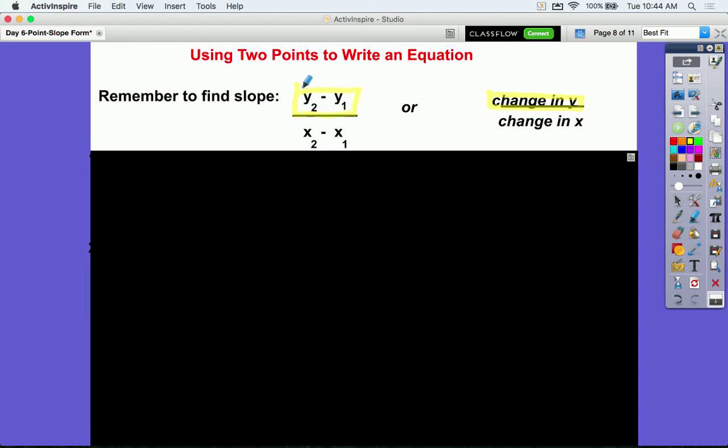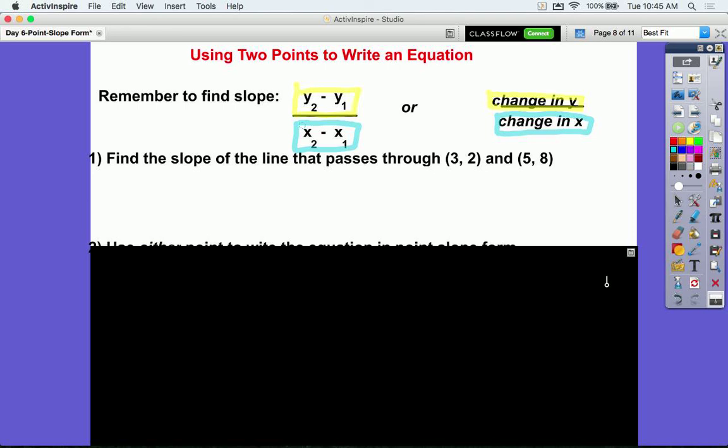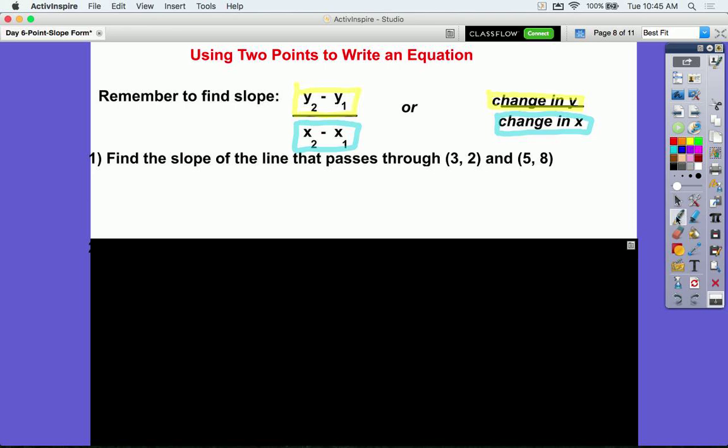Some of us are just literally subtracting the second y minus the first y, putting that over our change in x. We should kind of be pros at this, at this point. So we're going to start with this. The first part of the question is to find the slope of a line that passes through these 2 points.